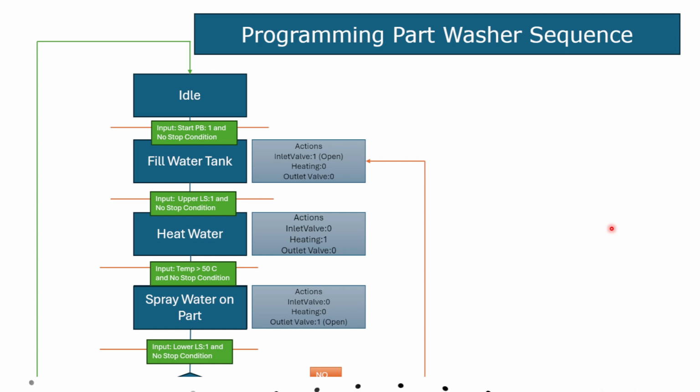Now you have understood how to reliably develop sequencer logic for a machine like a washer unit. The same pattern works for conveyors, filling lines, presses, anything with ordered steps.